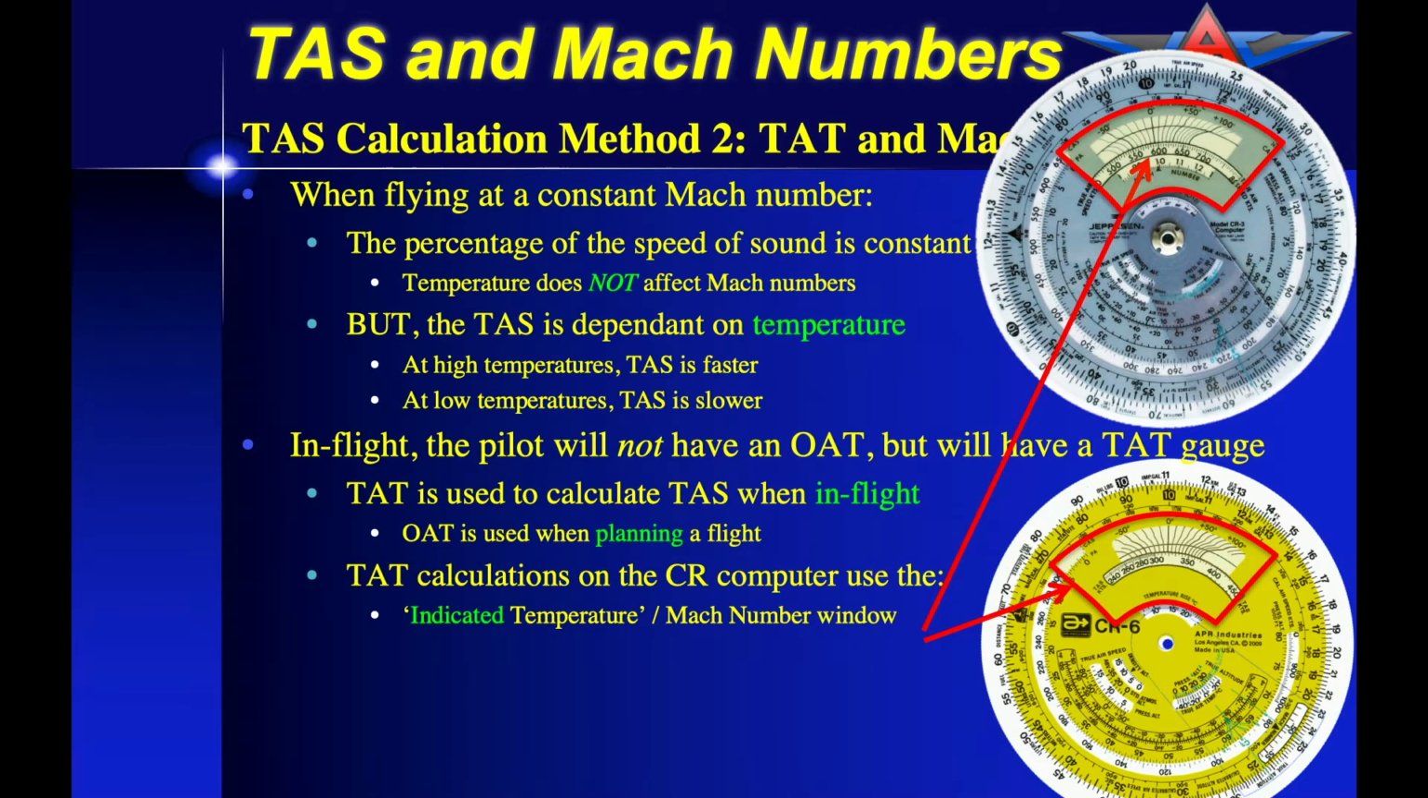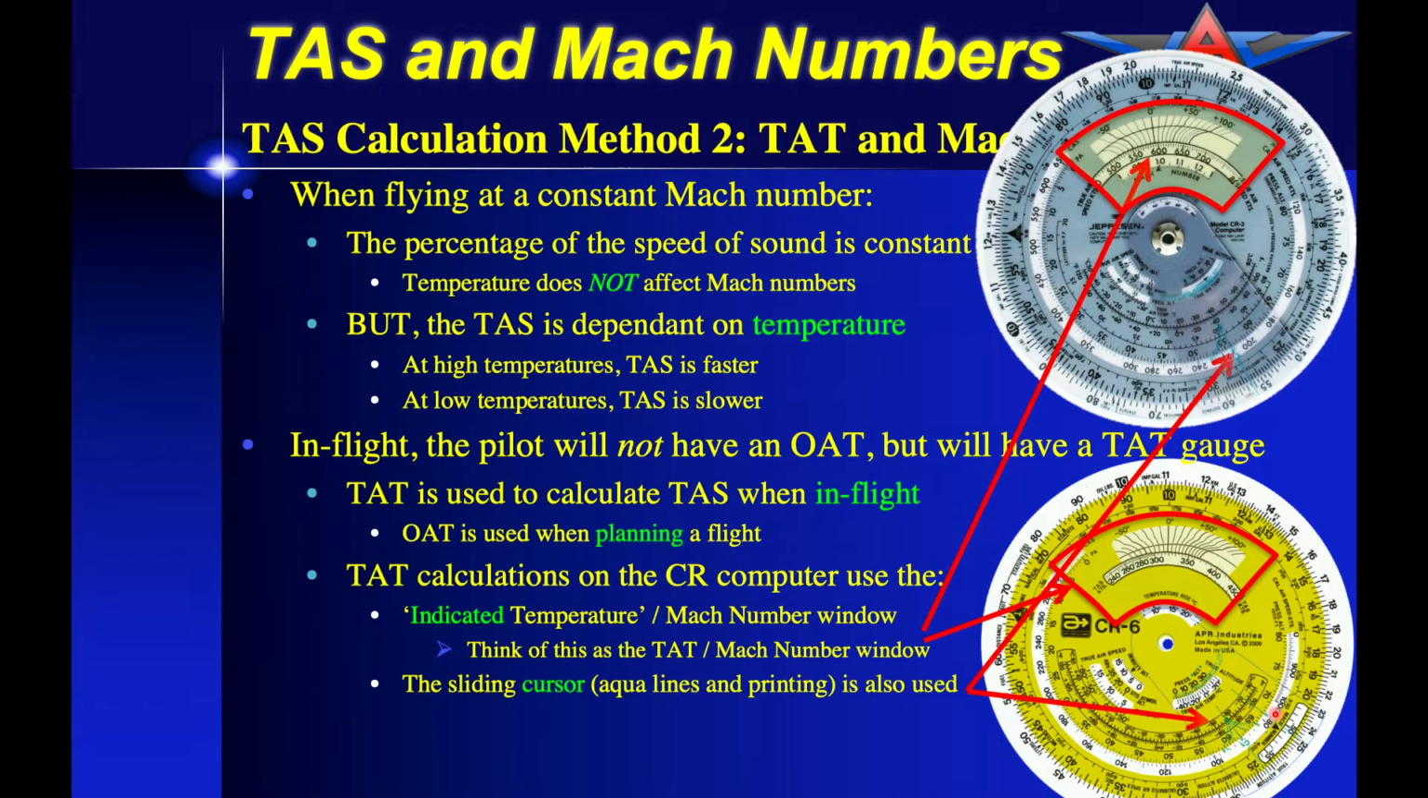TAT calculations on the CR computers use the indicated temperature window, which is this little section here and here. We can see it is basically identical on both types. Just the Mach number on the Jeppesen is above this little arrow, whereas on the APRs it's above this little indicator here on the outer scale. Think of this window as the TAT and Mach number window. We're going to use the sliding cursor in this type of calculation as well.